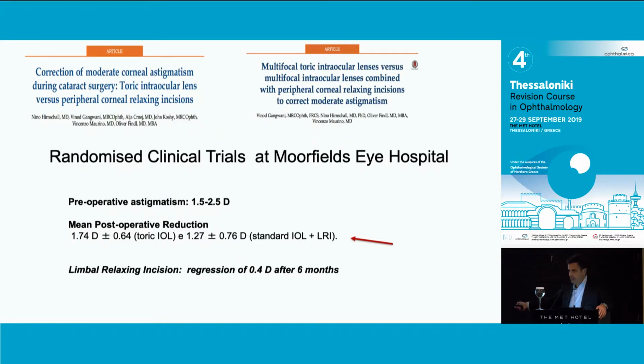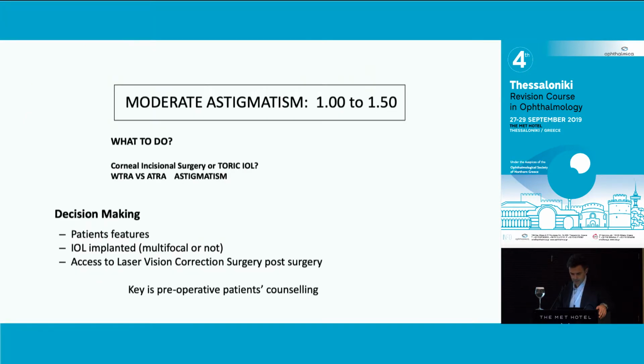Well, the number is there, but remember there will always be a little bit of regression, which is worse in our older patients when you are correcting against-the-rule astigmatism, because through our life, with-the-rule will decrease, whilst against-the-rule will increase. So take that into your plans.